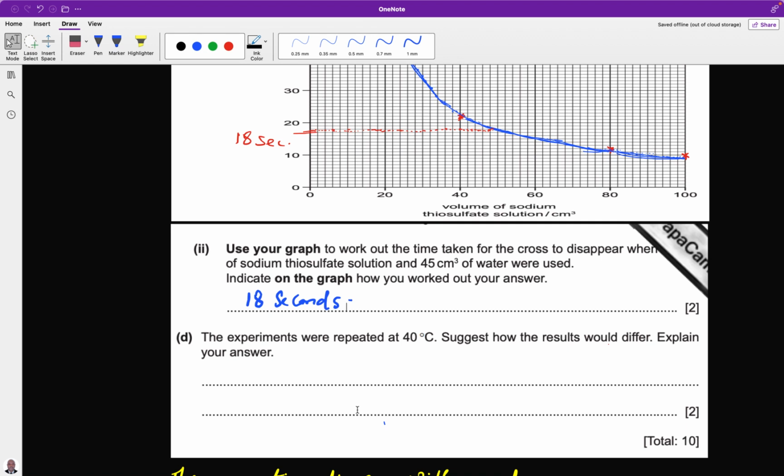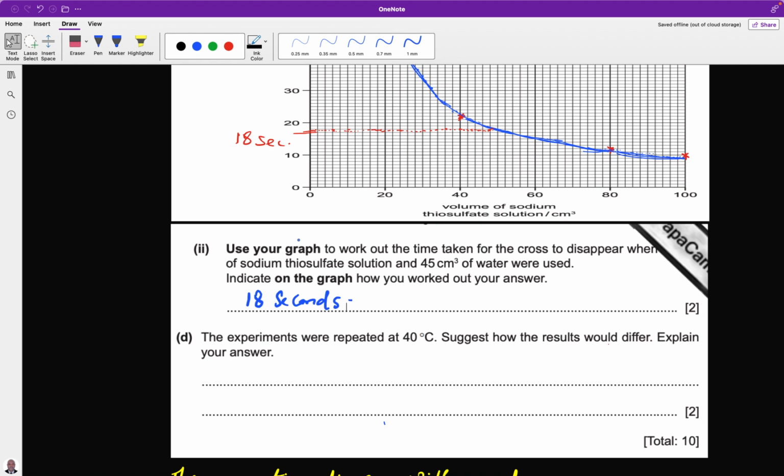Okay. So you have to indicate on the curve how you got your answer, because it says indicate on the graph how you worked out your answer. You have to look at 48 cm cube of sodium thiosulfate where the curve is, then look at the corresponding time axis, and you will know the time there.